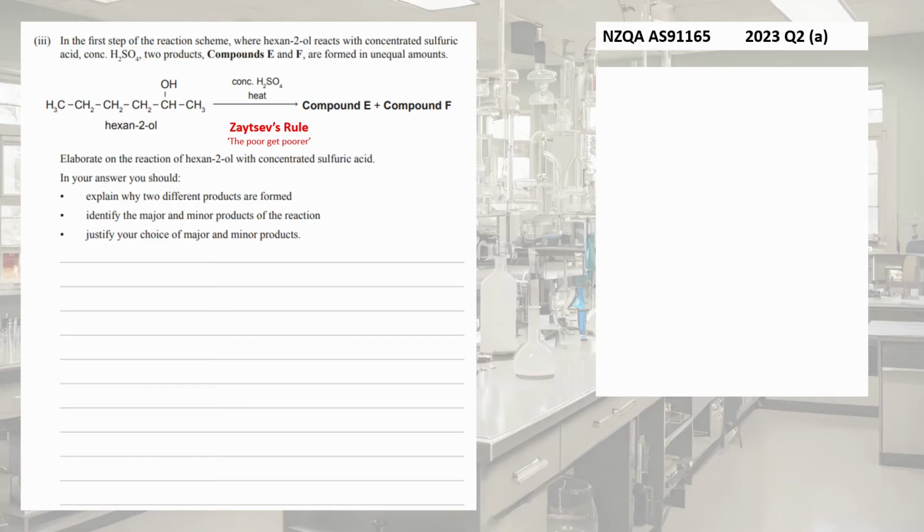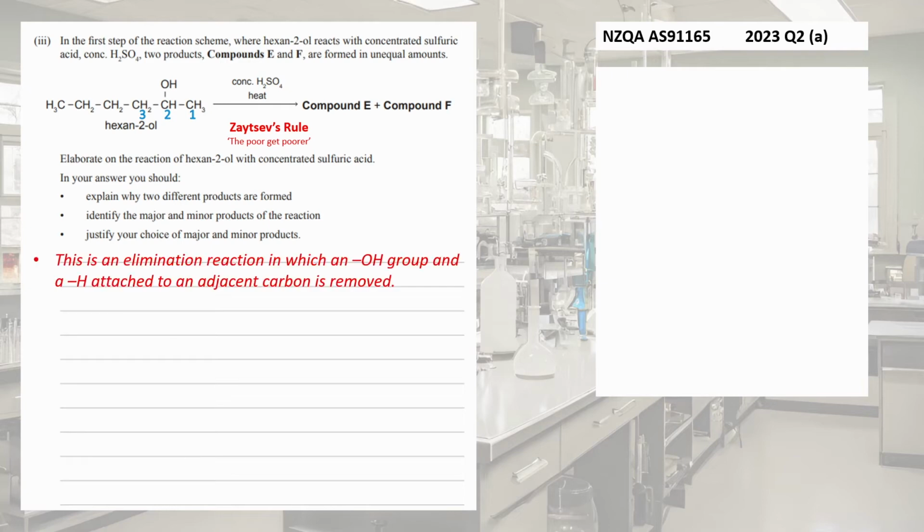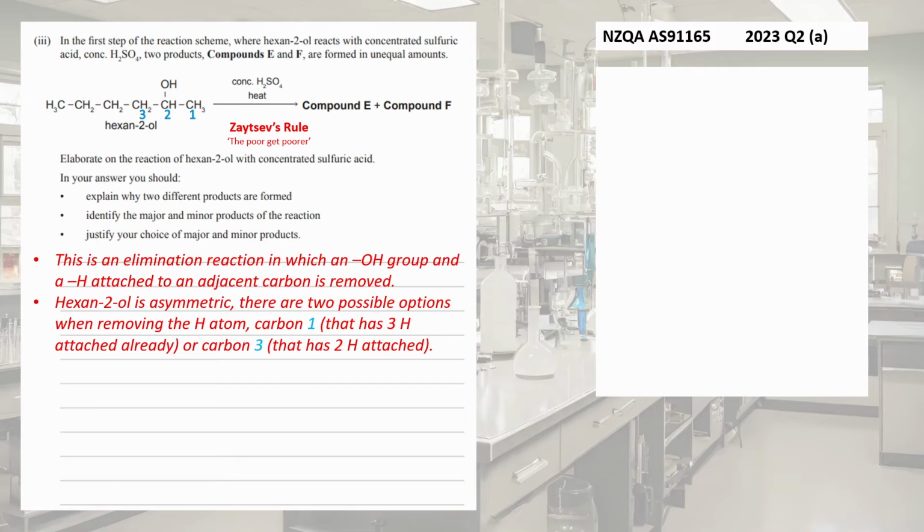We can see here that we have the OH off the second carbon, and we can take the hydrogen either off the first carbon or the third carbon. Noticing that the third carbon is the one with the least hydrogens adjacent to the carbon with the functional group, and the first carbon is the one with the most hydrogens adjacent to the carbon with the functional group. So this is an elimination reaction. We're removing an OH group and an H, or a water molecule in total. And the H is attached to an adjacent carbon that's removed. Remember, it's always adjacent. We're only looking at the carbon directly attached to the carbon with the functional group.